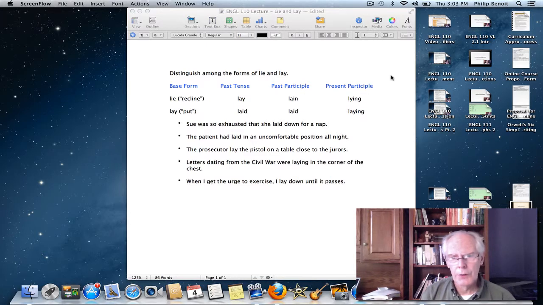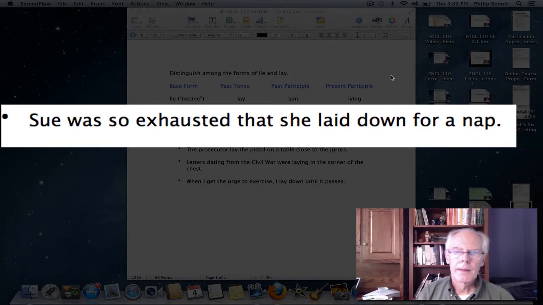So let's look at our first sentence here and see how we can unravel what the problem is. Sue was so exhausted that she laid down for a nap. We're looking at the past tense here. But what we have here with laid is what? We have the past tense of lay, meaning to put. Sue was reclining. So we need the past tense of lie, meaning that we go to our chart and see that it is indeed lay.